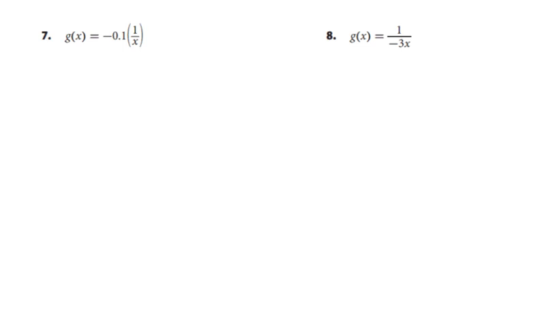Next odd problem we're going to look at is 7. In this case, I'm going to write the parent function again, we have a over quantity x minus 8 plus k. In this case, a is equal to negative 0.1, or in fractional form, which I like, negative 1/10.